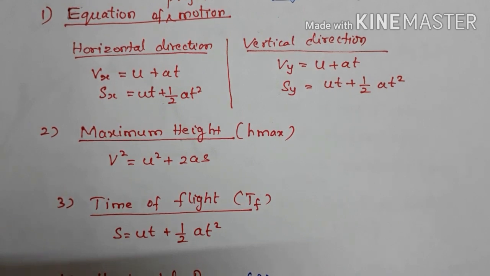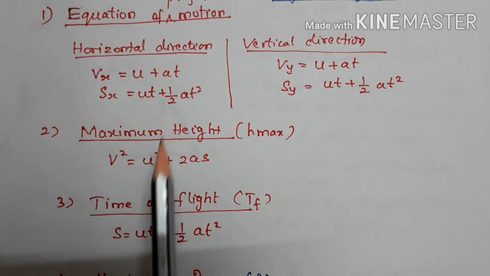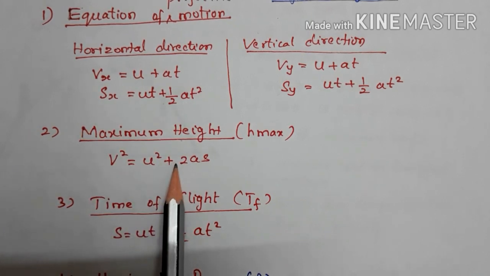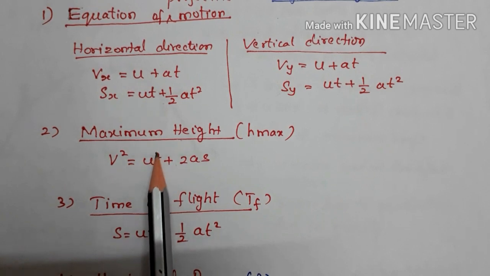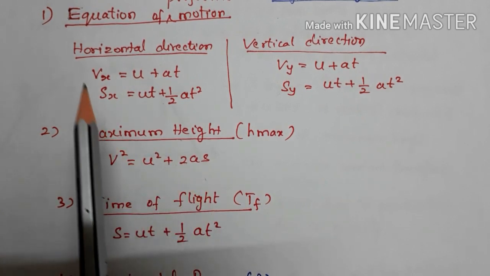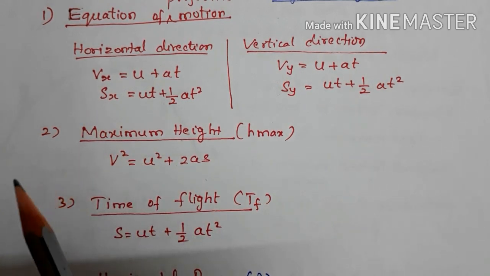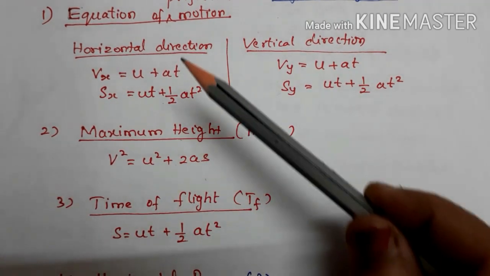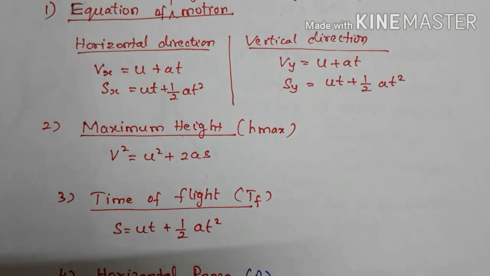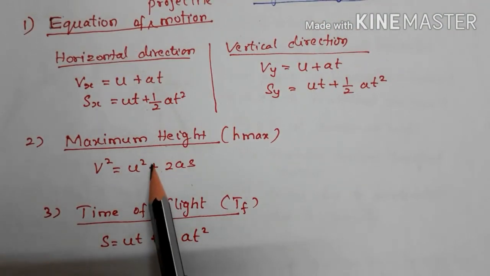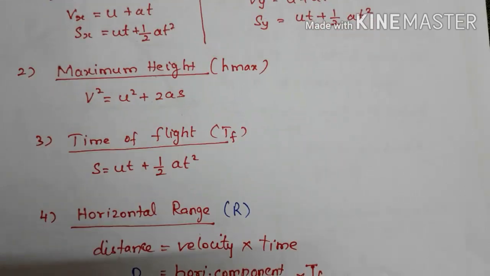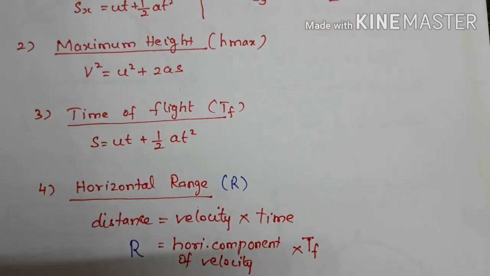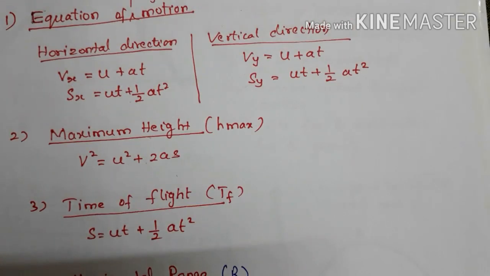v is equal to u plus at, s is equal to ut plus half at square, and v square is equal to u square plus 2as. These are the 3 basic Newton's equations we are going to use in this answer, right? Again I repeat, it is better to know in which part you are going to use which Newton's equation of motion. Be thorough with that, then you can learn the derivation. If you are thorough with this, you can do the derivation by yourself, right?